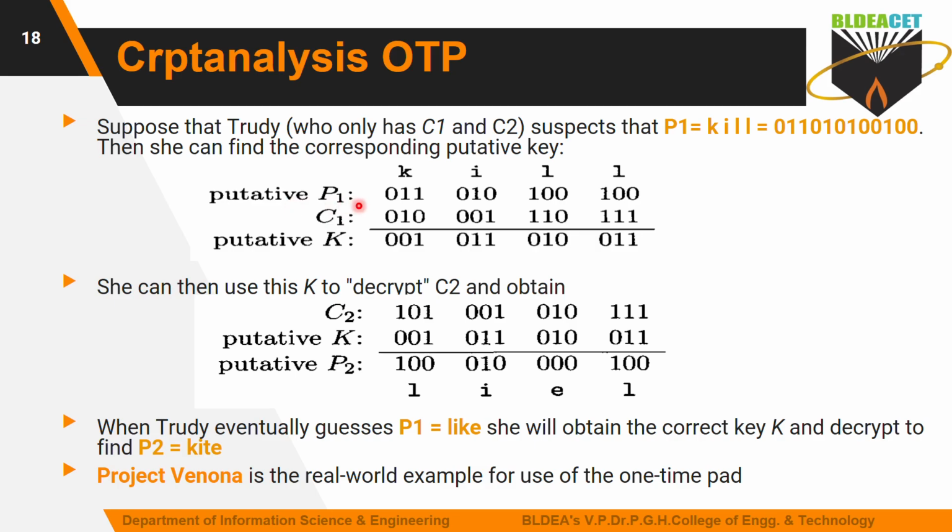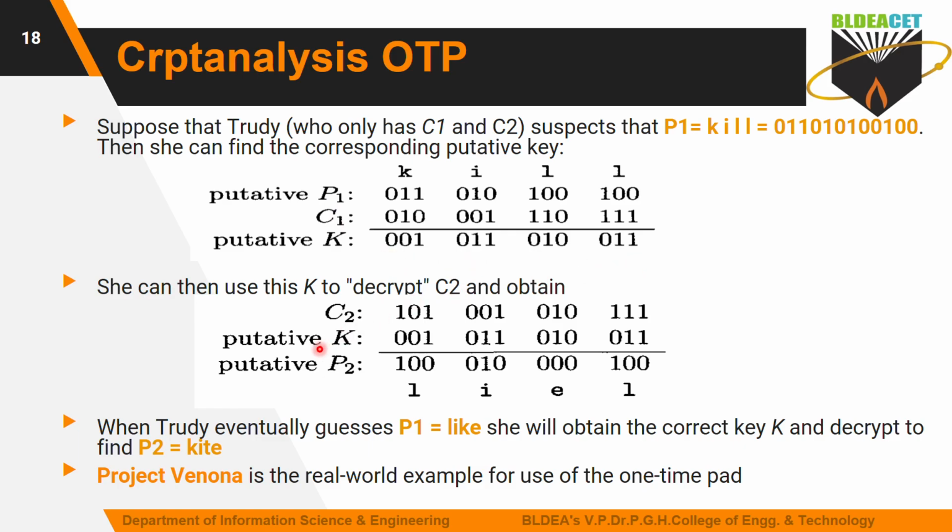For this plain text, she knows the ciphertext, and she will take that ciphertext and perform the XOR between P1 and C1. This P1 is not a plain text, it is a putative plain text. When she performs the XOR, she gets the putative key. What is the putative key? 1 0, XOR is 1; 1 1 is 0; 0 0 is 0. Like this, if she applies the XOR between P1 and C1, she gets the result as a key.